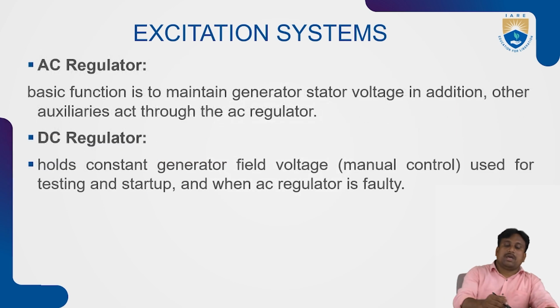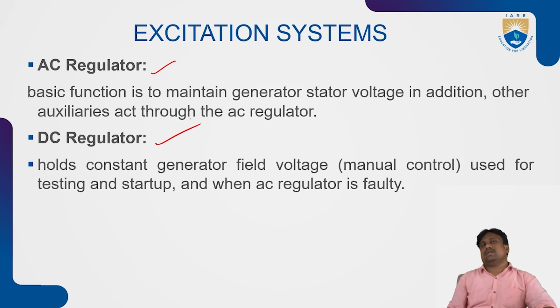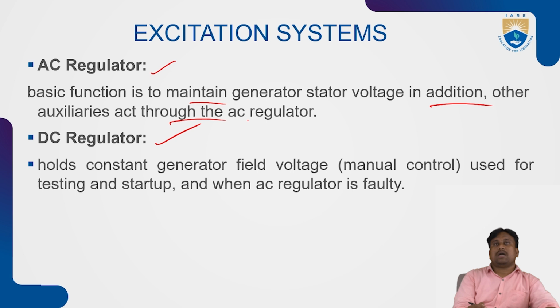Here there are two regulators, the AC and DC regulators. The basic function of the AC regulator is to maintain the generator stator voltage, in addition to other auxiliaries acting through the AC regulator circuit. The other one is the DC regulator, which holds the generator field voltage constant under manual control, and is used for testing and startup, and when the AC regulator is in a faulty condition.